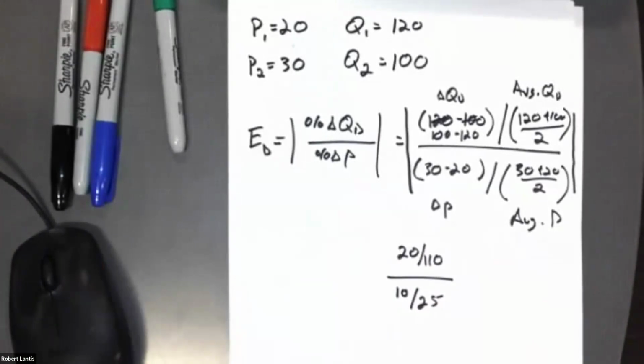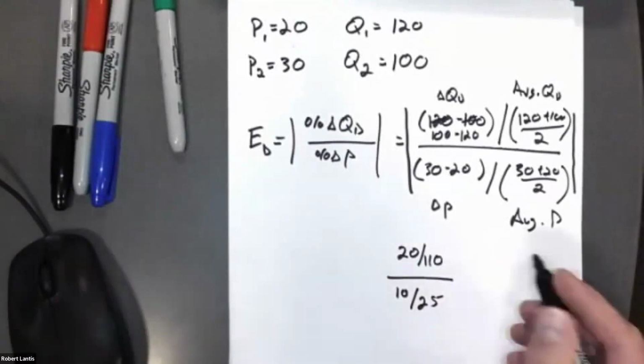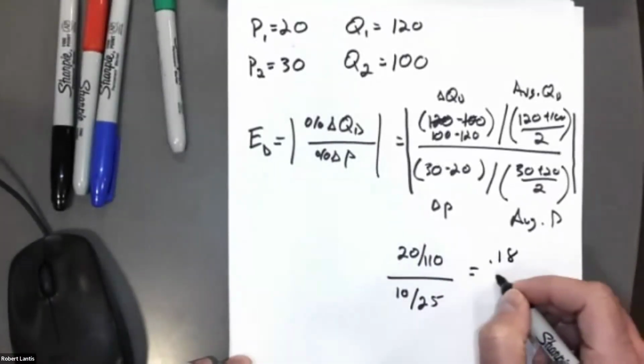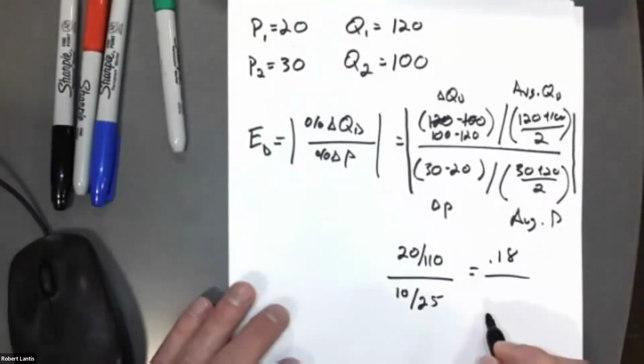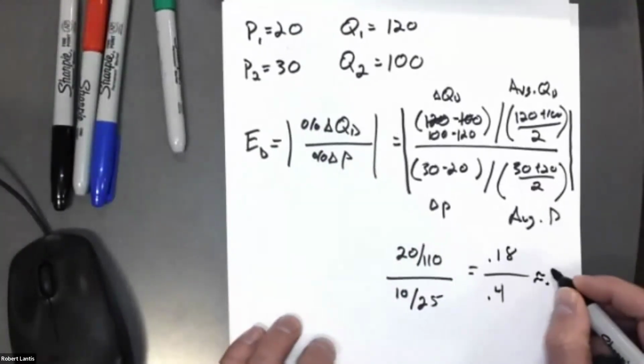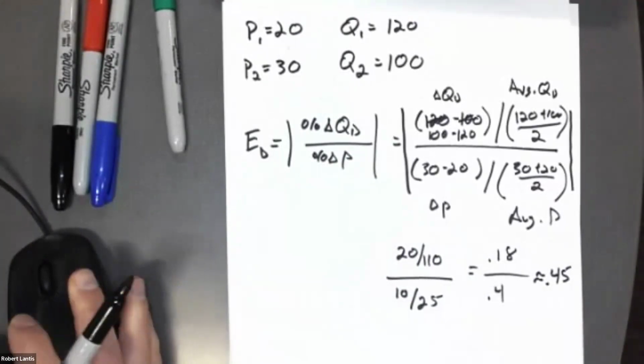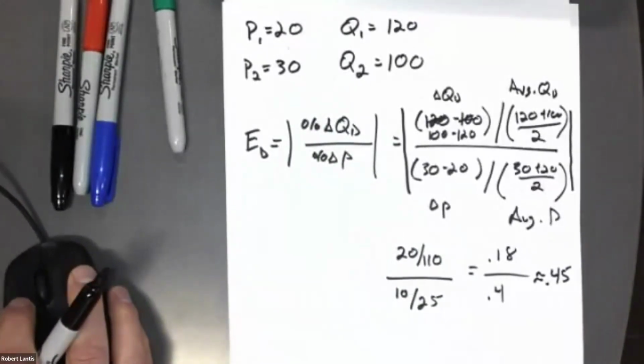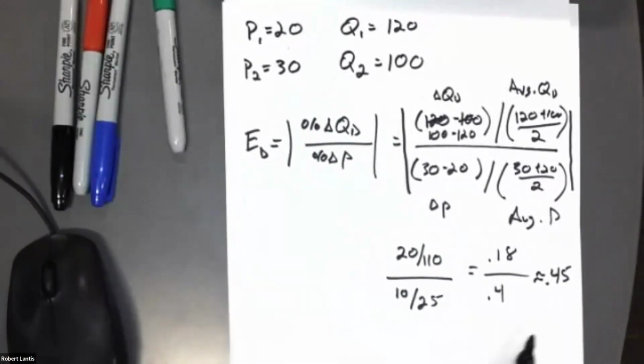So we have 20 over 110, which is approximately 0.18. And then 10 over 25 should be about 0.4, right? So when we do this, we're getting approximately 0.45 if we round to the second decimal. So that should be our elasticity of demand.